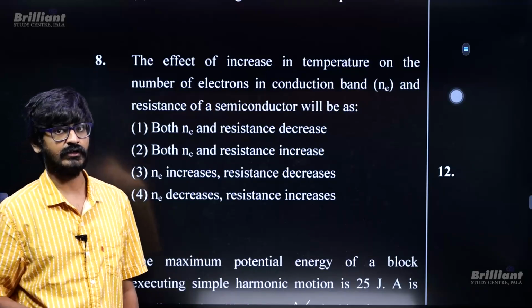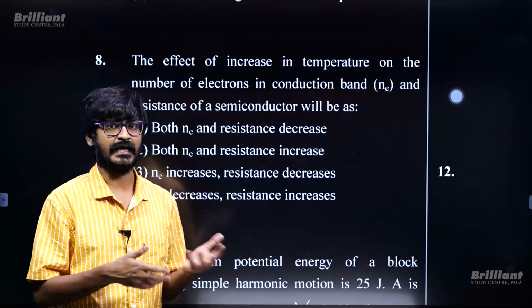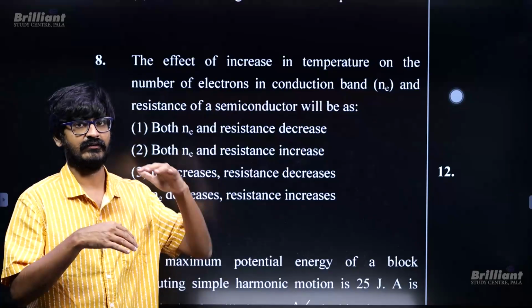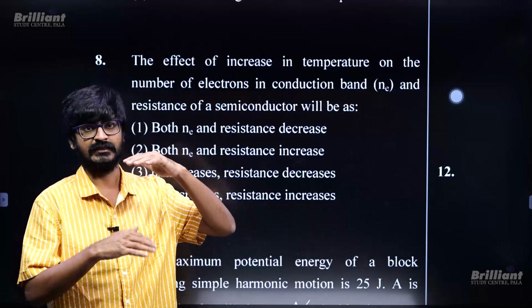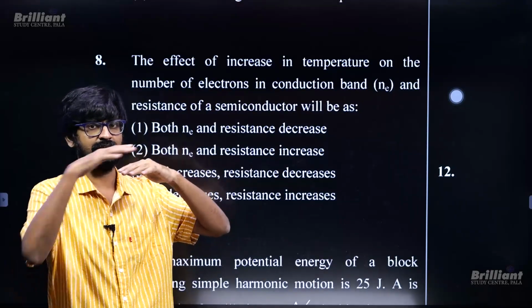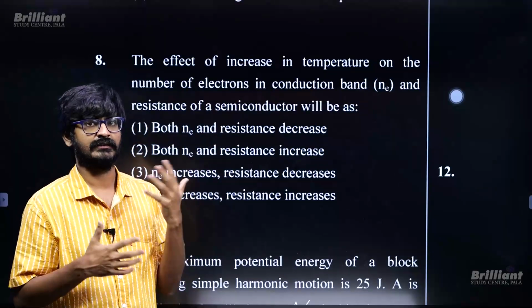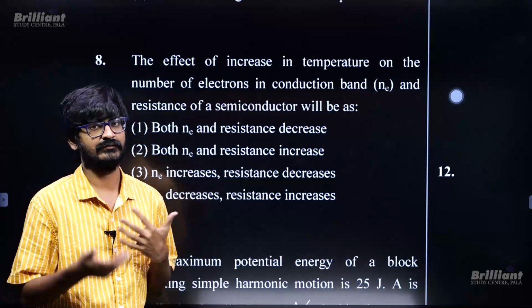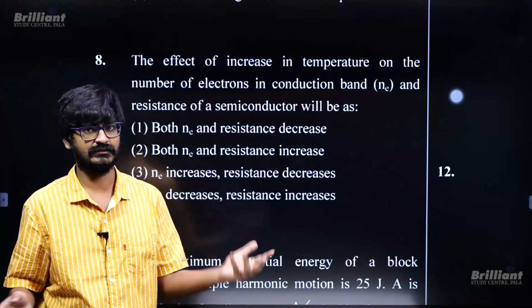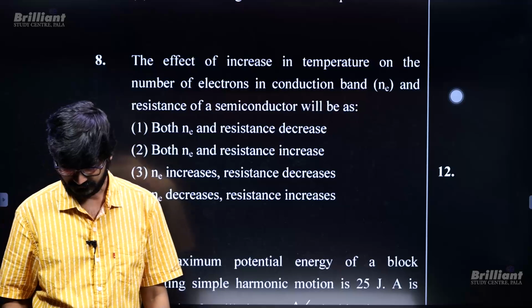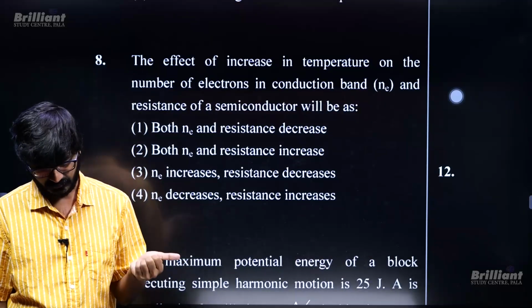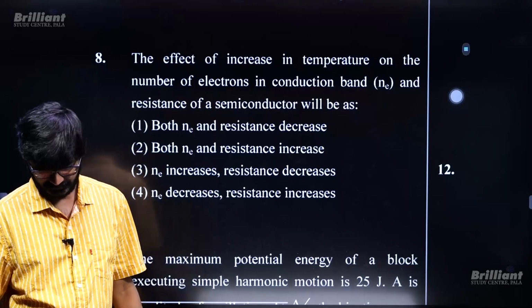The effect of increase in temperature on number of electrons in the conduction band and resistance. So what will happen? If you increase the temperature, then the average energy of the electrons will be increasing. If the average energy of the electrons will be increasing, then the electrons can easily jump into conduction band. So the current can be conducted easily. If the current can be conducted easily, then the resistance is getting reduced, right? So number of free electrons increases and resistance decreases.